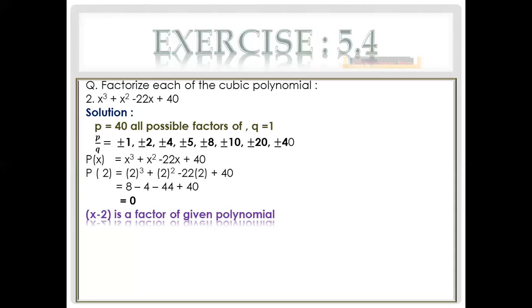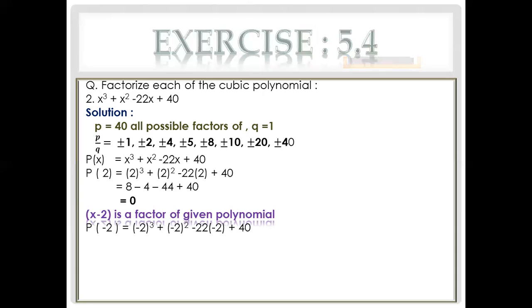It means that the factor will be x minus 2. The sign of the 2 will become negative over here. x minus 2 is a factor of the given polynomial. When you put the number in the polynomial, the factor will be the opposite sign of it. If you put plus 2, it means that x minus 2 is a factor. If you put minus 2, it means that x plus 2 is a factor of that one.